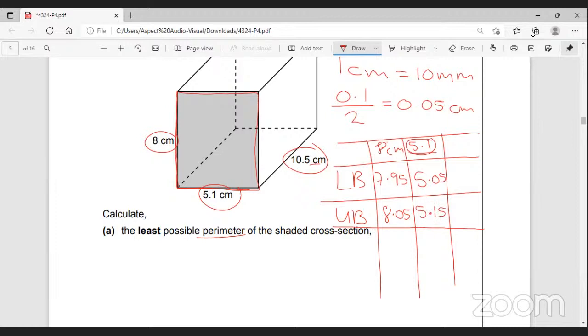5.15. Okay. Now we are going to have... I forgot it. The 10 point. Oh, yeah, it is this one. All right. So they are saying find the least possible perimeter of the shaded cross section.